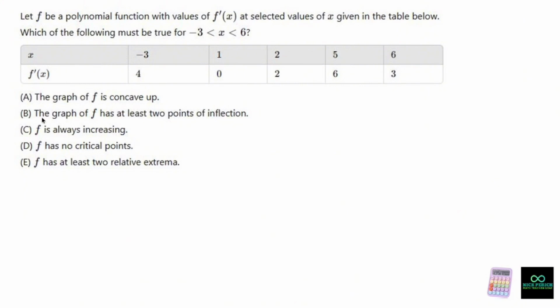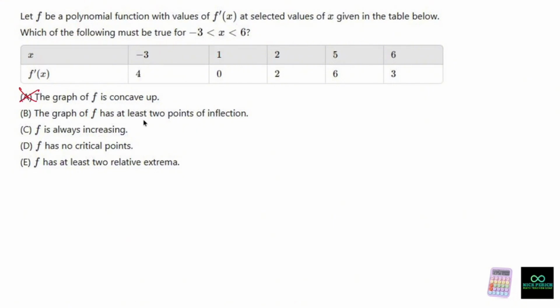All right, the first one asks if the graph of f is concave up. Now, you might remember from AP Pre-Calculus, concavity has to do with the increase or decrease of its rate of change. I'm going from 4 to 0 to 2 to 6 to 3. Something is concave up if the rate of change is increasing, and my rate of change is not increasing. In fact, I start out by decreasing. So since my rate of change is not increasing, this is not concave up.